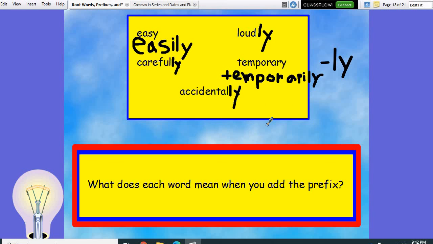Alright, so you're going to work on a page in your workbook, and you're going to see all of these words, and you're going to see if you can figure out what blanks they go in, okay?